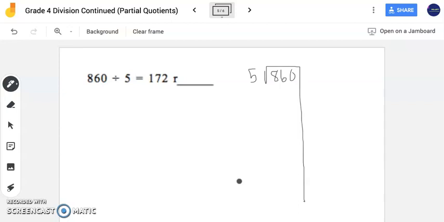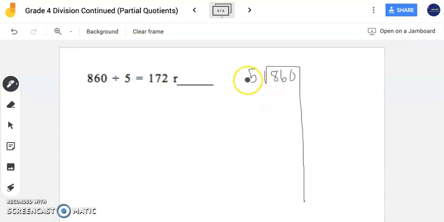Since today we're practicing partial quotients, I want to focus on the long division and remind you how to do long division. So here, I'm going to take this step by step. First thing I'm going to do is set this up, 860 divided by 5, and I put a line down the side to help me figure out my answer and keep these numbers separated.